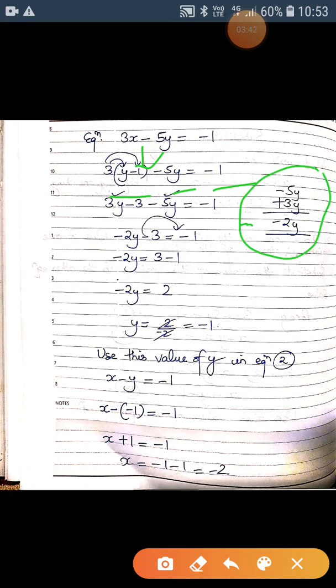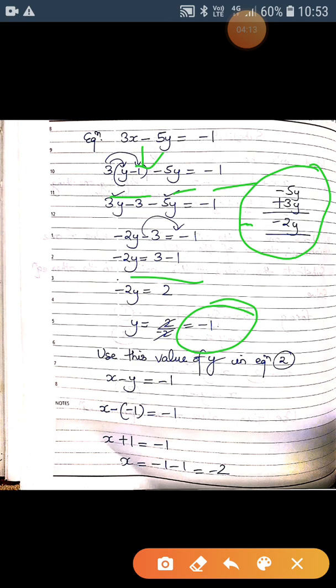You should also show the working here, and this way mistakes are very few. So you should show the working. Now, as I have collected the like terms, we get minus 2y minus 3 equals minus 1. To simplify further, we take minus 3 to the right side, and it becomes positive, so 3 minus 1. Now minus 2y equals 2, that means y equals minus 1. One variable value we have got, that is y equals minus 1.